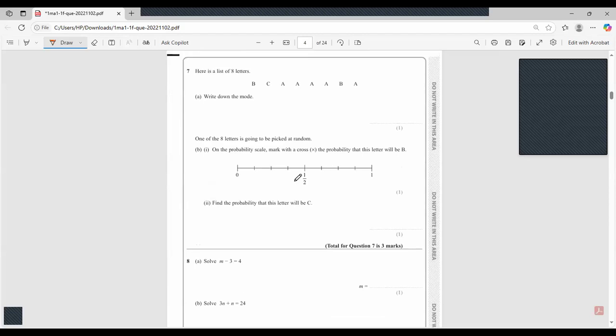So there are two questions here. Let's start with number 7. Can you do number 7? It's the most common, right? Yep. The most common, the most frequently occurring letter. So that would be A, isn't it? Yes.